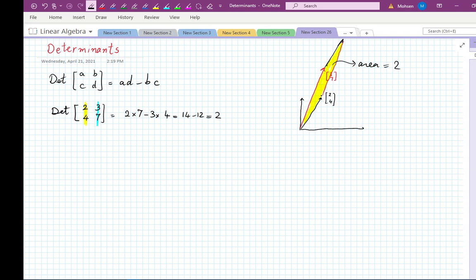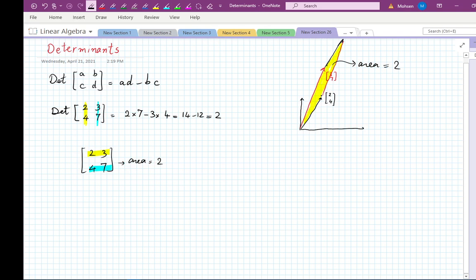Interestingly enough, there is another way of doing the exact same thing. That is, you can take 2, 3, 4, 7, and this time you can look at 2, 3, and then 4, 7. So you can draw this vector and that vector, and that's going to be a different parallelogram. In that one also the area is 2. I'm going to leave it to you to draw and perhaps check that it is so.